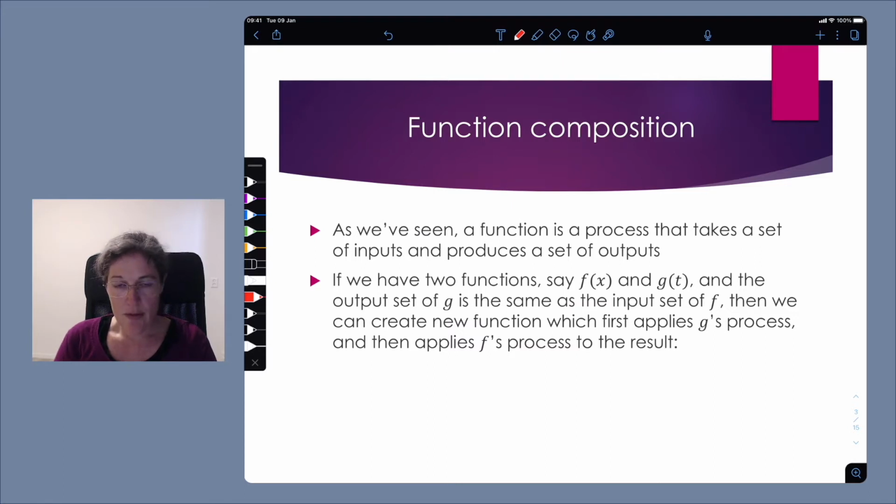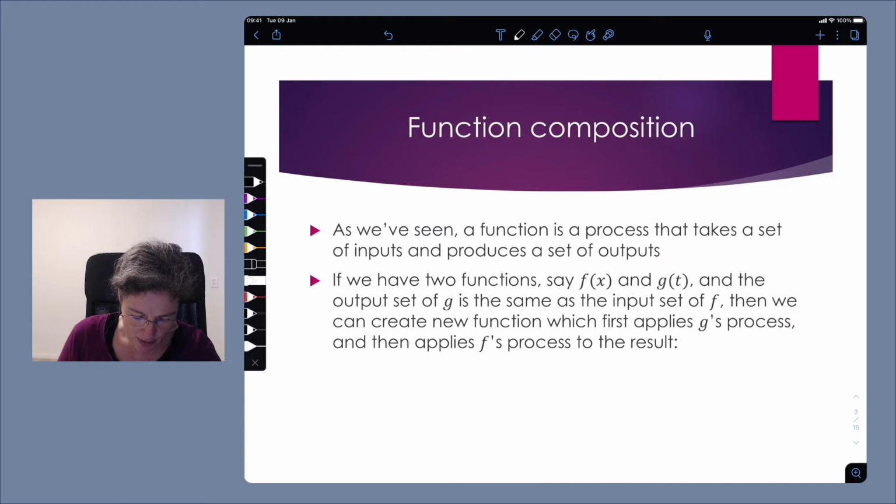So we've seen that functions are really, we can think of as a process which takes an input and does something to it and produces an output. So there's no reason why, if we have 2 functions, say an f of x and a g of t, and it turns out that the set of outputs from g is the same as the set of inputs from f, that we can't just create this combined function which starts out taking an input, puts it into g, gets the output from g, and uses that as the input to f, and then finally gets the output from f. Let's draw a sketch of that.